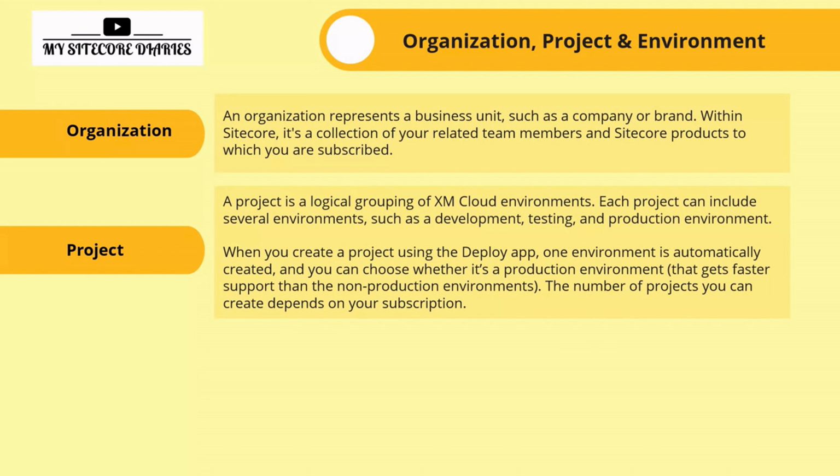So a project will have multiple environments grouped into the single project, and those environments can be of different types, whichever you want to use: development, testing and production. And the number of environments you can create is all dependent on what kind of subscription you have taken from Sitecore. That group of environments is called a project, and you can have multiple projects within the organization. Organization is the top level.